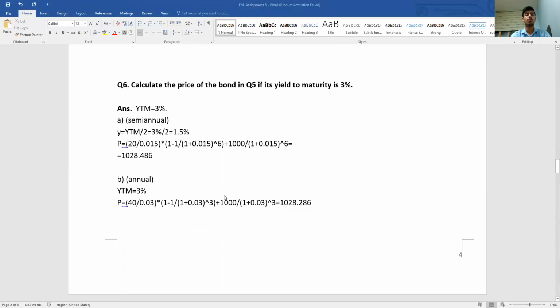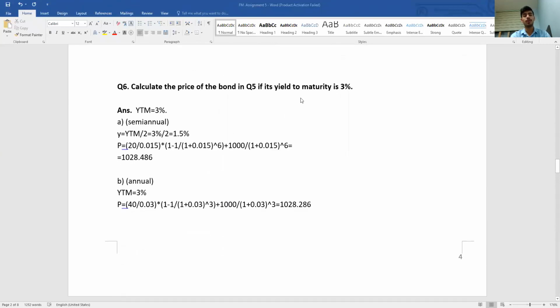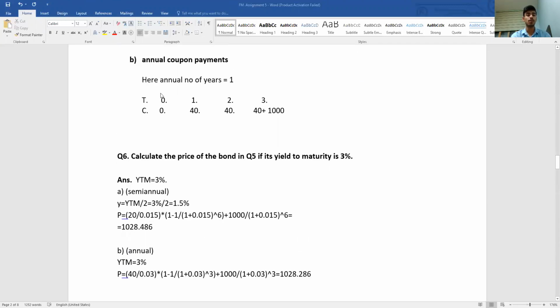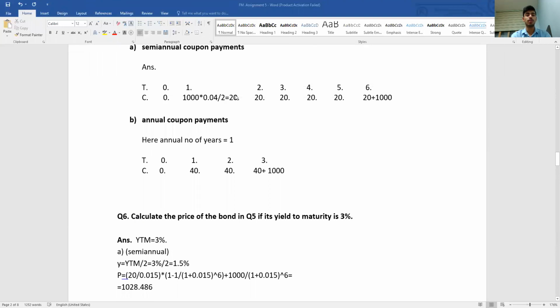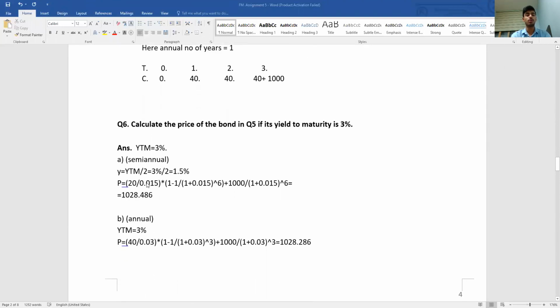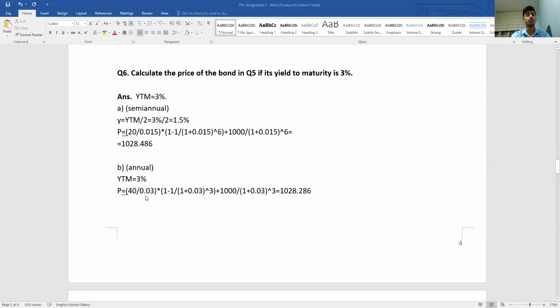Question number 6. Calculate the price of the bond of question number 5. Yield to maturity is 3%. Semi-annual 3% divided by 2, 1.5%. That is our rate, and our coupon is 20. Here 20 divided by 0.015 times 1 minus 1 divided by 1 plus our interest rate. For semi-annual, power 6, is equal to $1,028.48.